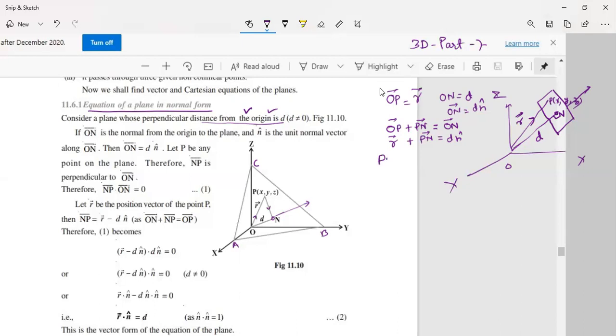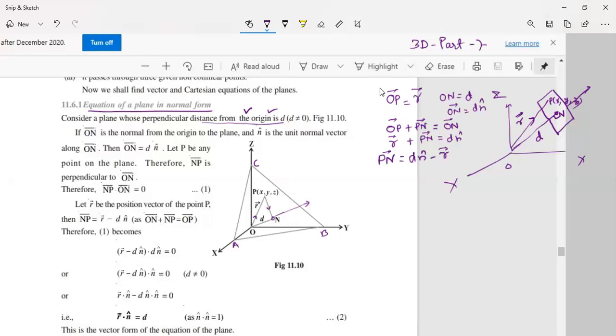So PN is a vector whose value we are getting as D n cap minus R. We are finding the equation of this plane. Okay, got it? Now we got PN.